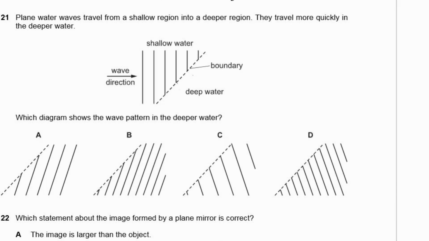Question 21. Plane water waves travel from a shallow region to a deeper region. They travel more quickly in the deeper region. Which diagram shows the wave patterns? Alright, well, let's look at that. They're travelling more quickly, so they're going to move away, like that. That's what's happening. And the picture that most closely resembles that is option C.